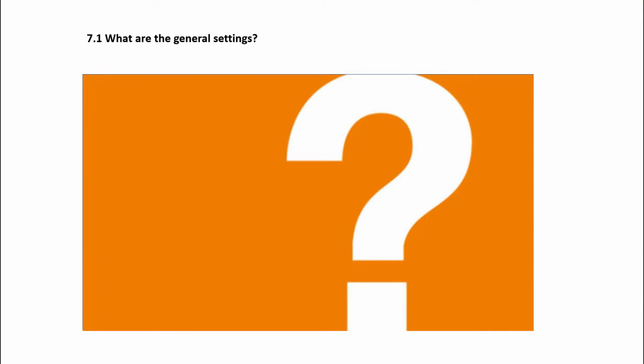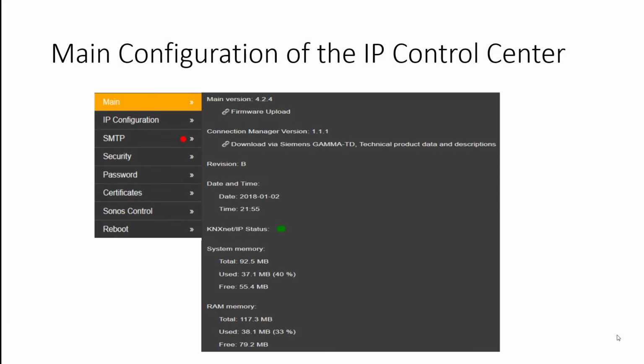7.1. What are the general settings? Technical changes and improvements are made through firmware updates. The device offers the possibility to update the firmware over the network. From time to time, check for updates and install them. Updates are vital to maintain security.